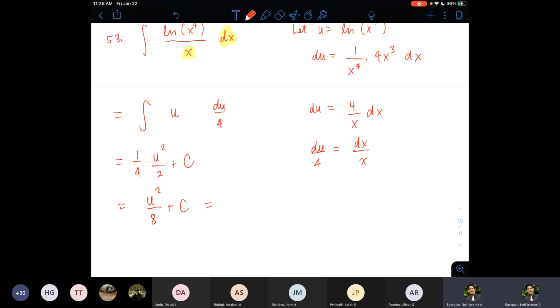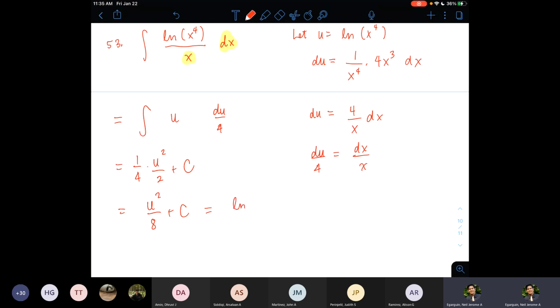And then revert to the original variable. So this would be ln of x to the fourth raised to the second power all over 8 plus the arbitrary constant c.